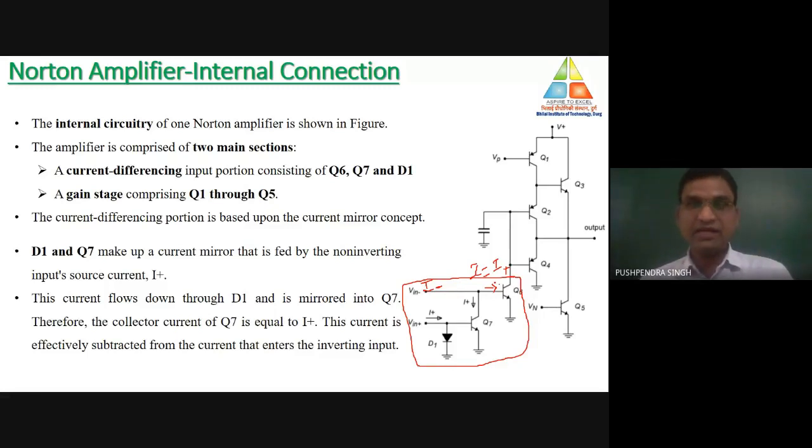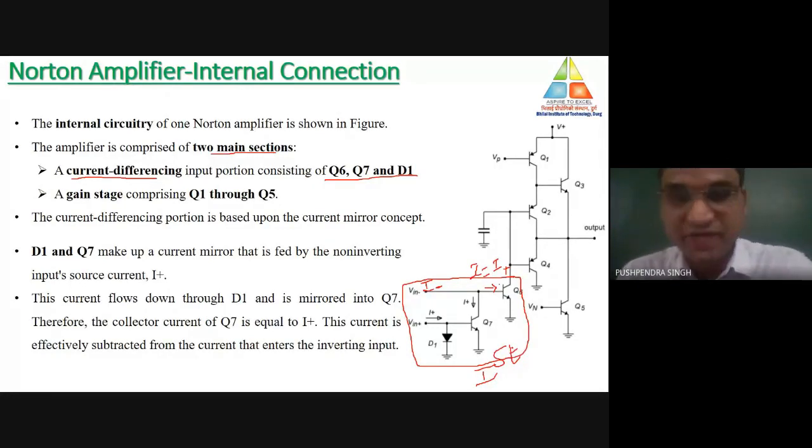Transistor number 6. As per this internal circuitry of the Norton's amplifier, it is basically divided into two different sections, where the first section is a current differencing section. That consists of transistors Q6, Q7 and D1.